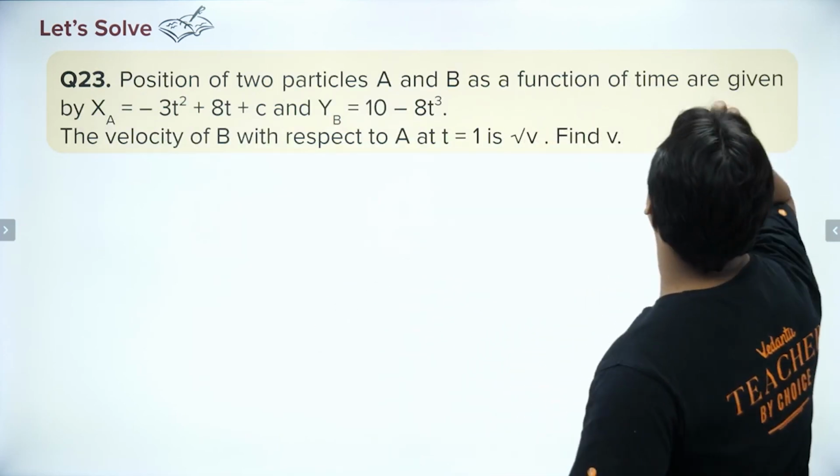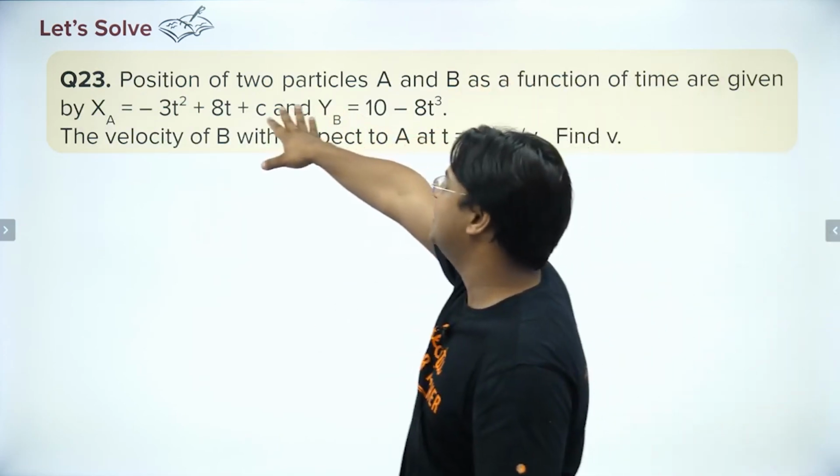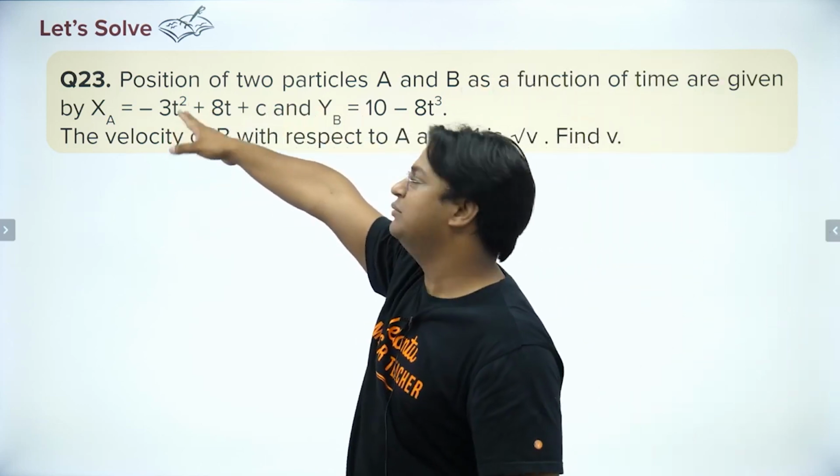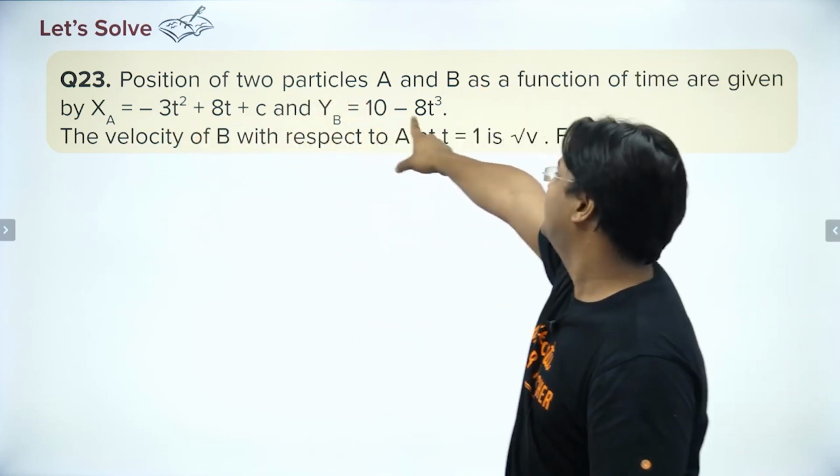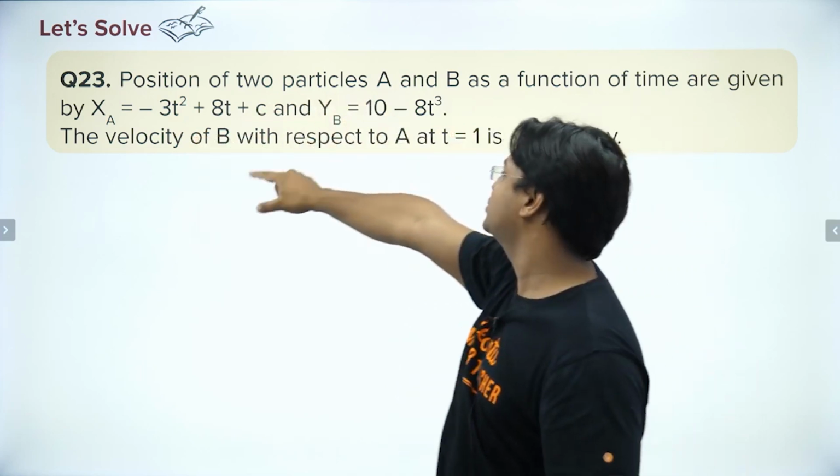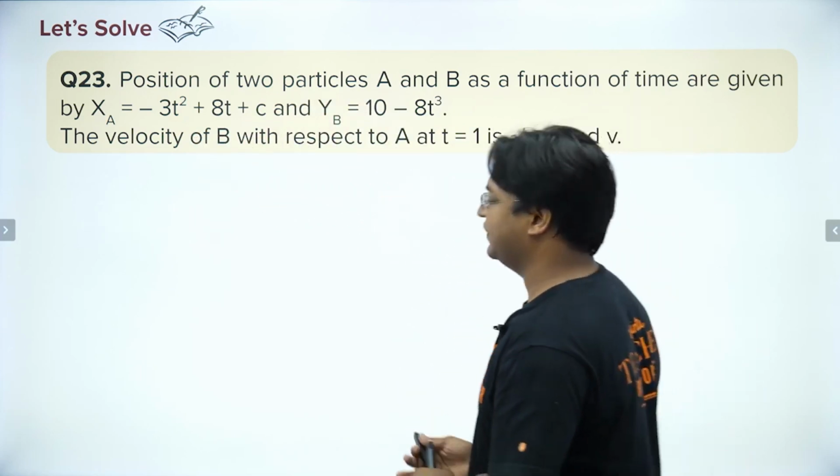Position of two particles A and B as a function of time. Guys, these questions are very easy. Position is given as a function of time. You differentiate this one, you get the velocity of A. You differentiate this one, you get the velocity of B. The velocity of A with respect to B, that's very simple, I guess.